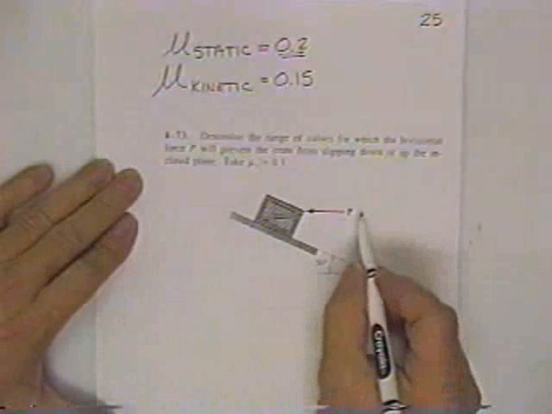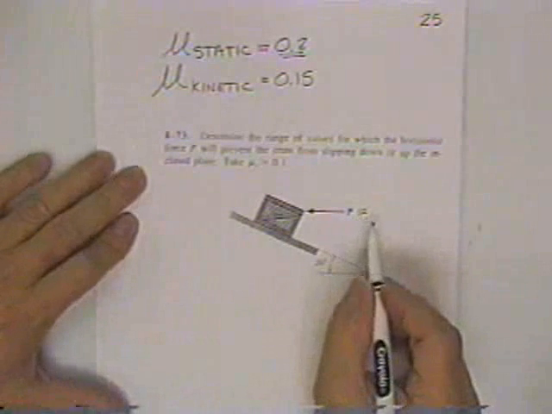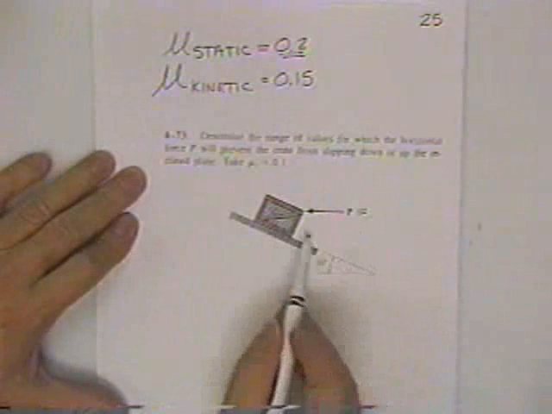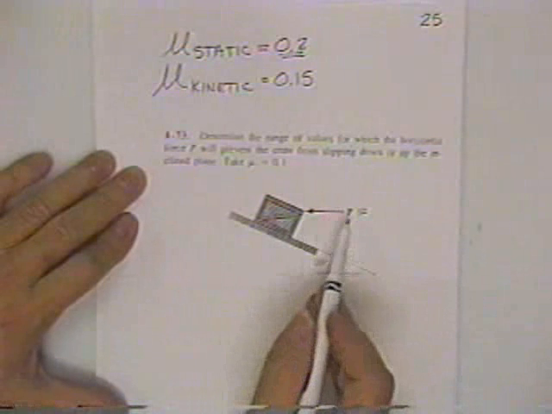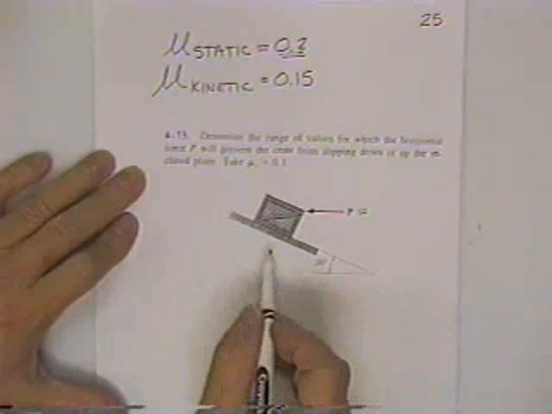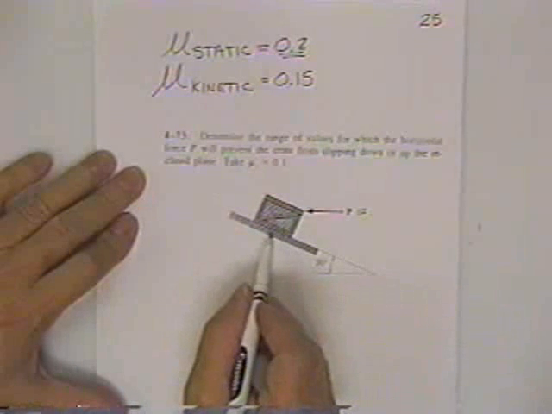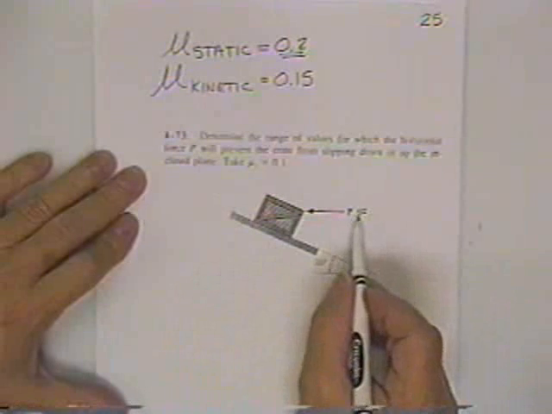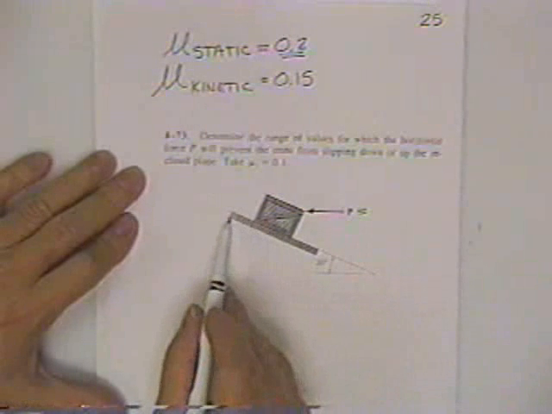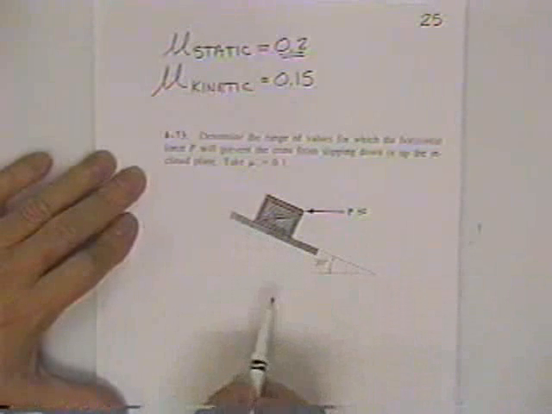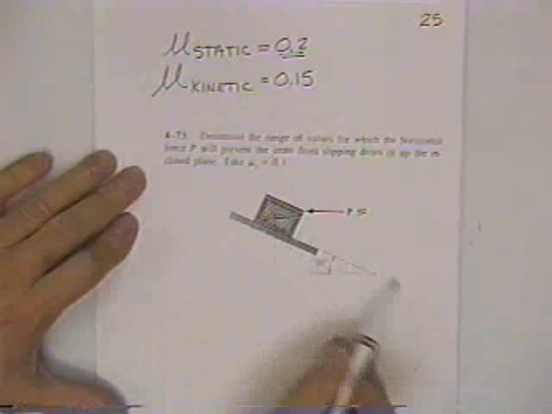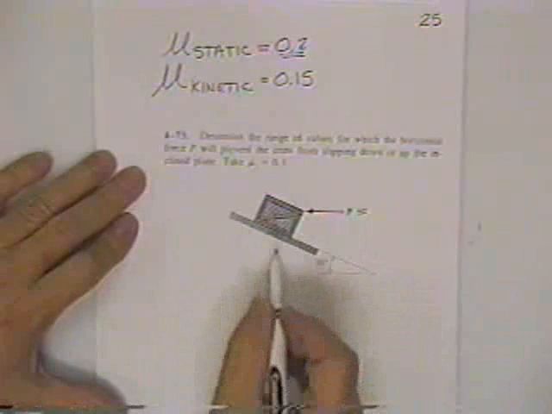Now this problem asks what value of P would be necessary to keep the crate from falling backwards and killing the guy, and also how big would P have to be to push it up the plane. Let's first answer the question, how hard must you push to keep the thing from sliding down? If this was an ice sheet with a 0 coefficient of friction, then probably the thing would just fall right down. You'd have to push on it pretty good.